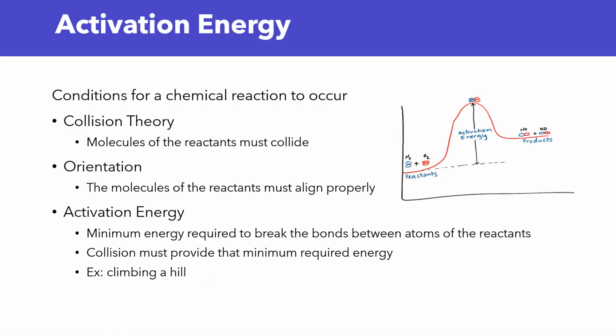Before we even talk about the rate of a reaction, we first need to cover the three conditions that are required in order for a chemical reaction to occur. So the first condition is that the molecules of the reactant must come in contact with each other. So they have to collide.